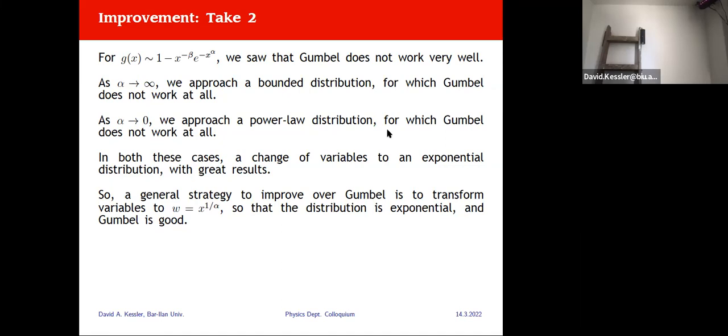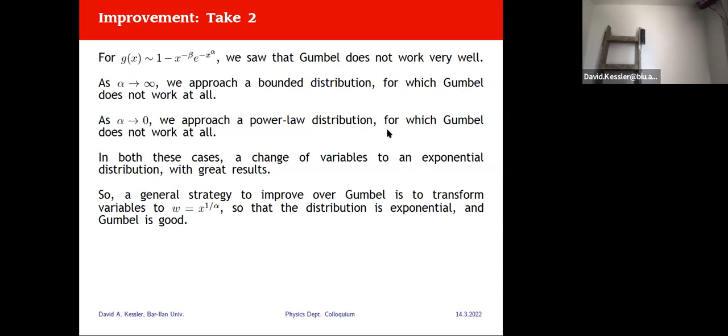In fact, this solves our previous problem that Gumbel didn't work very well. But Gumbel works well for exponential distributions. Well, we just learned that even parallel distributions are exponential distributions in the correct variable. All distributions are exponential distributions in the right variable. So this is a general strategy now. Take any distribution that you want, Gaussian, e to the minus x to the fourth, e to the minus square root of x, whatever you want, right? Change variables to an exponential distribution, and life will be much better.